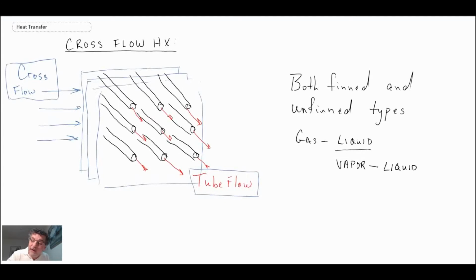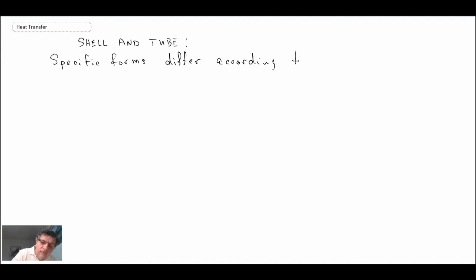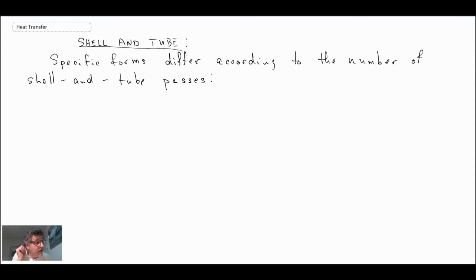And then the next type of heat exchanger that we're going to look at, these are heavier units that are used in many industrial applications, but these are shell and tube heat exchangers. So let's take a look.